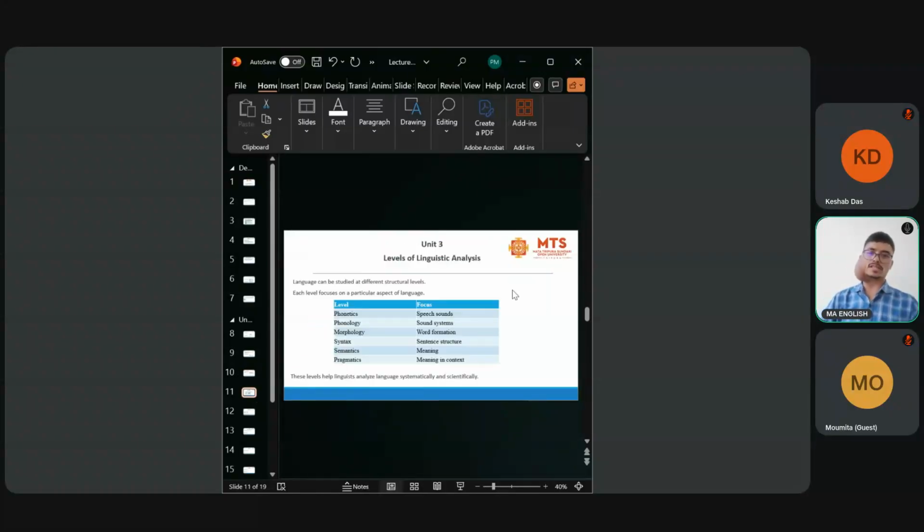So now we can see here, this is one of the most important and widely used frameworks in the entire field of linguistics. So you have to pay close attention to these levels of linguistic analysis. Okay, so the central idea here is that language is not a flat thing. It is a complex, multi-layered system.